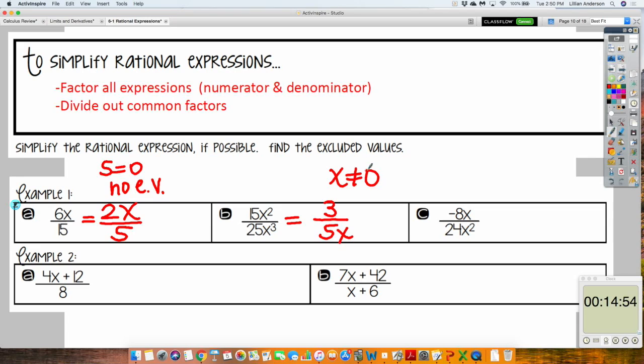What about in C? What is the common factor in C? An 8x. So when I divide a negative 8x by 8x, what am I left with? Negative 1. And on the bottom, a 3x. Do I have an excluded value? 0. So my excluded value, x cannot equal 0. Those are the easy ones. Questions?